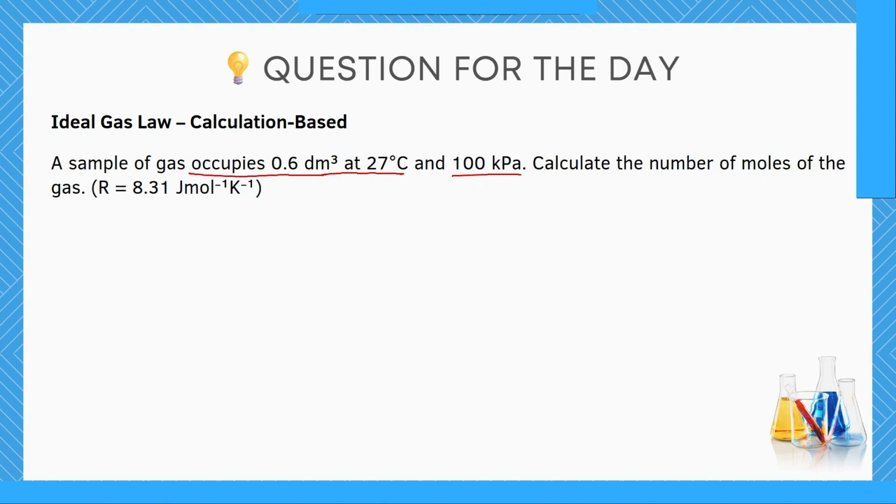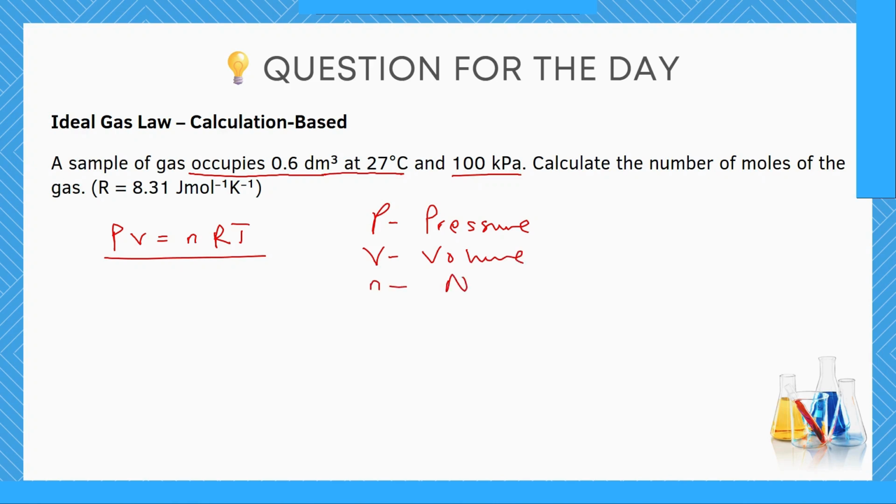Now, this is the ideal gas law, and the ideal gas equation says PV is equal to nRT. Each of these variables represents something. P stands for pressure, V stands for volume, n stands for number of moles, R stands for the ideal gas constant, and finally T stands for temperature.